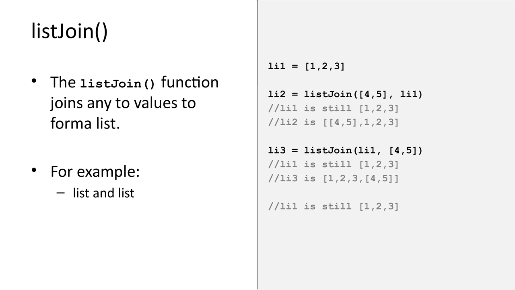This shows another example of the list join function. In this case, the two lists are joined by concatenating them into a single longer list.